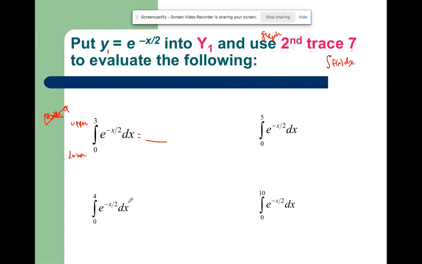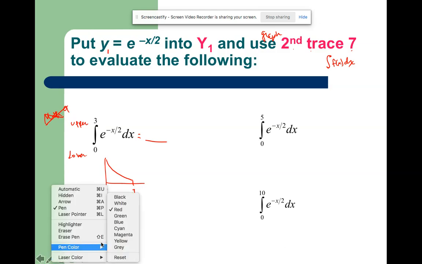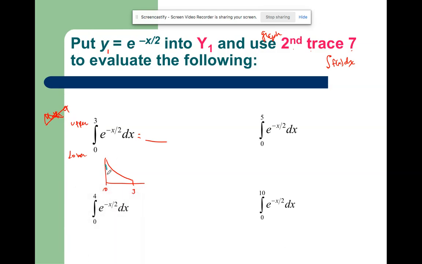Now I want you to hit enter, and what's nice though is that it shades it for you, doesn't it? Do you see the nice little picture that you get? This is the concept that I'm talking about. Right, so you got this picture from 0 to 3.